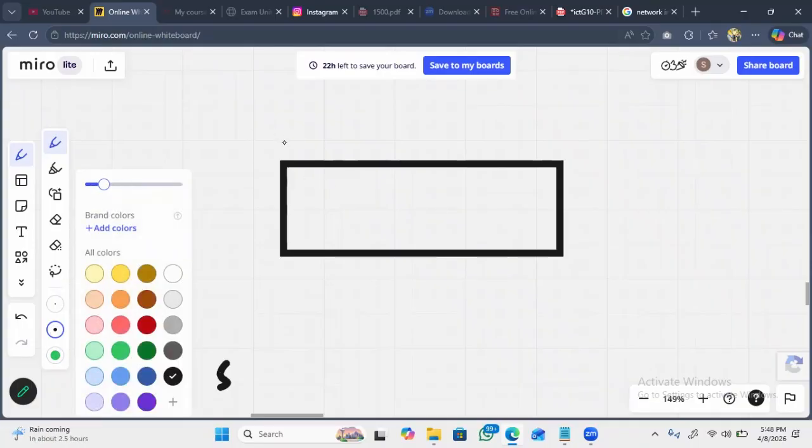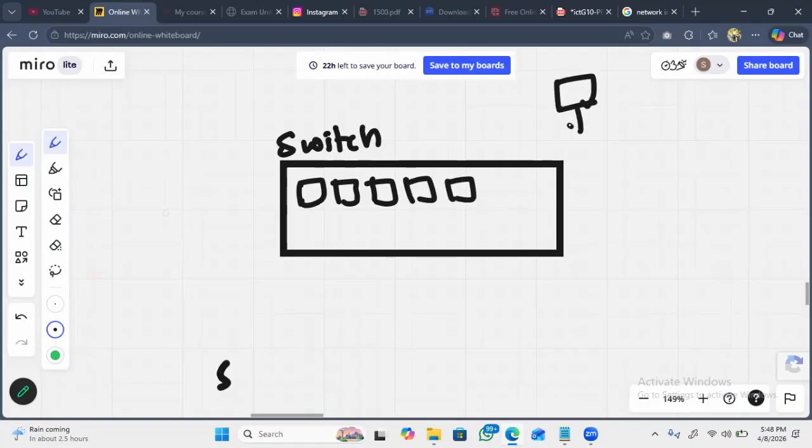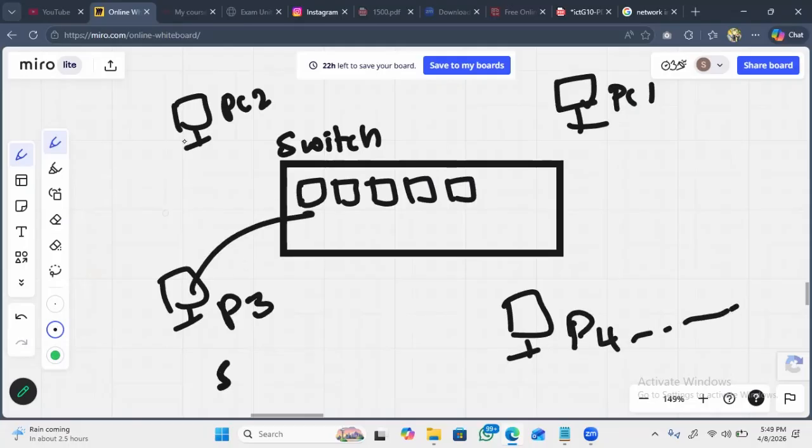This is a switch. Inside the switch, you have RJ45 ports where you can connect multiple computers. Assume you have lots of computers. This is PC1. You have another computer, this is PC2. Another computer, this is PC3, PC4, like that, and so on. All those computers you can connect with a direct wire. This is very useful in star topology.